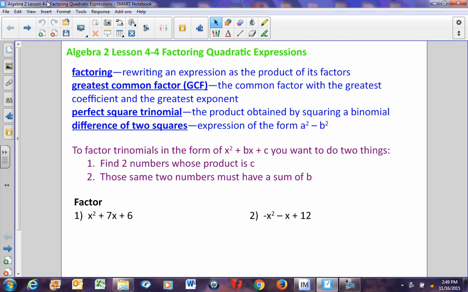The greatest common factor, otherwise known as the GCF, is the common factor with the largest coefficient and the biggest exponent. A perfect square trinomial is the product obtained by squaring a binomial. And the difference of two squares is an expression in the form of a squared minus b squared. Now, we're going to look at factoring three different types of trinomials today. The first type is in the form of x squared plus bx plus c. With this type of trinomial, your first job is to find two numbers whose product is c, and those same two numbers must have a sum of b.